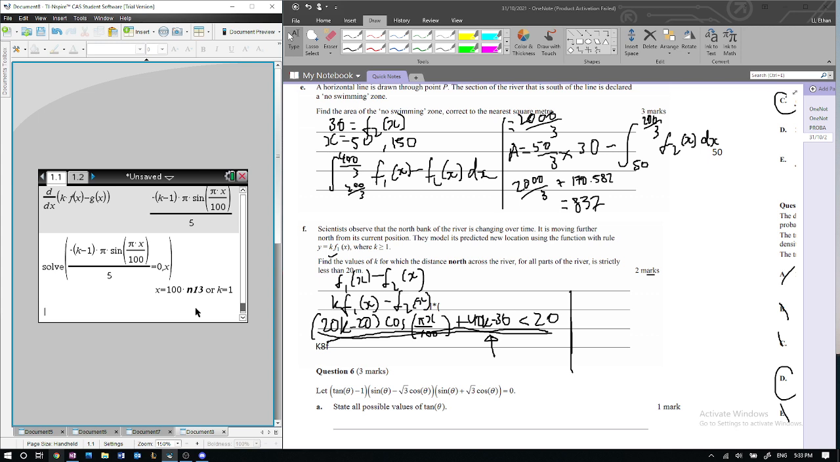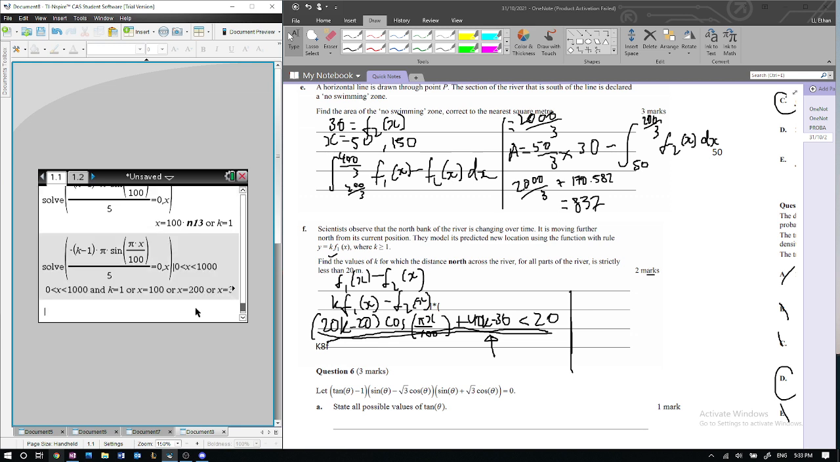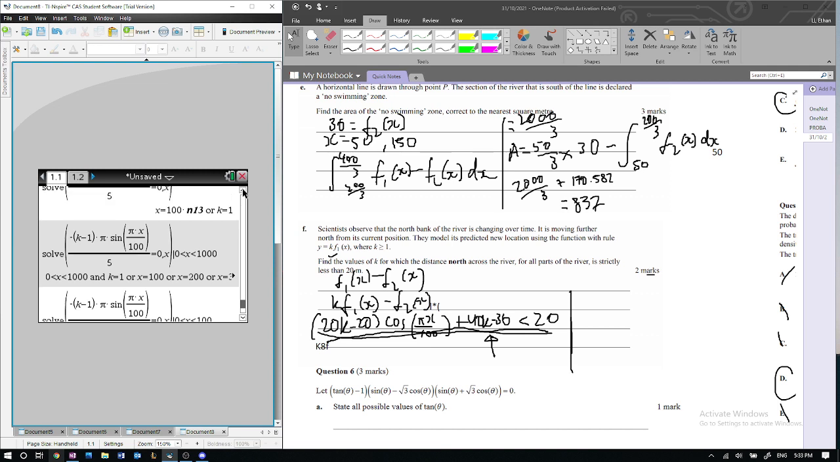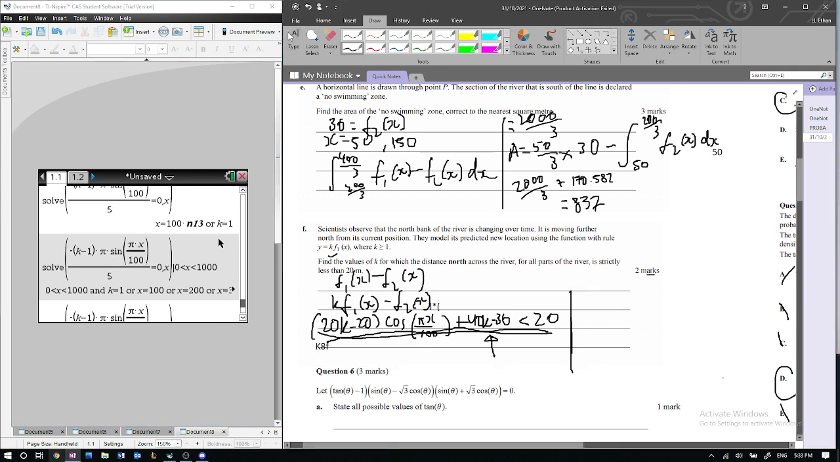Let me specify a domain. Okay, that's too big. Well, we won't do the domain because this is easy. So your maximum is at x is equal to 100.